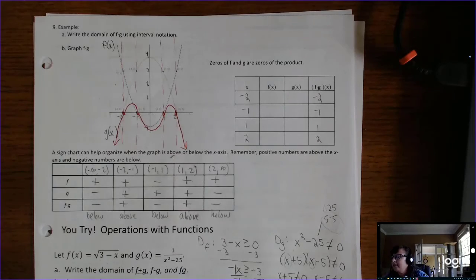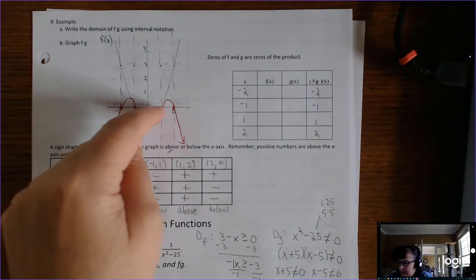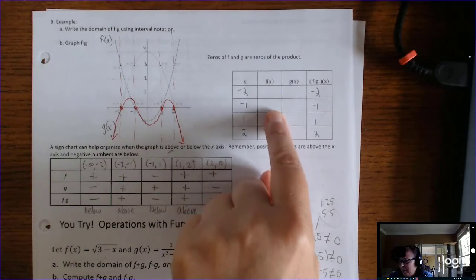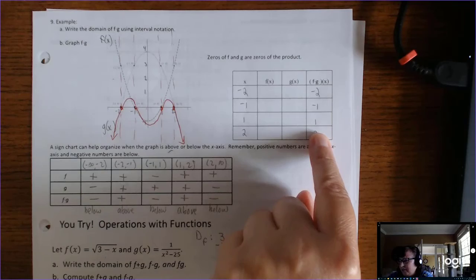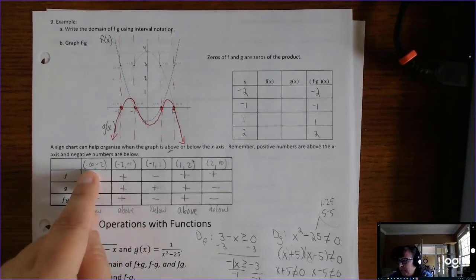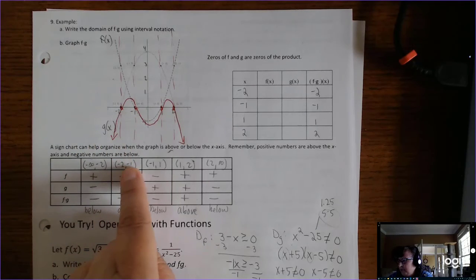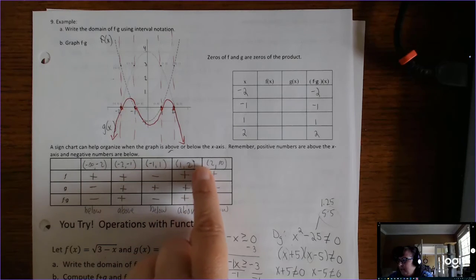Okay, and number 9, I went ahead and did it for you. What I did was I just went right across the x-axis and wrote down the zeros. And I didn't really bother with that because if it's a 0 in either one of these, it's a 0 in the product. So that's all I did. And I used those values to create these intervals. Left to right, from negative infinity to negative 2, negative 2 to negative 1, negative 1 to 1, 1 to 2, and 2 to infinity.